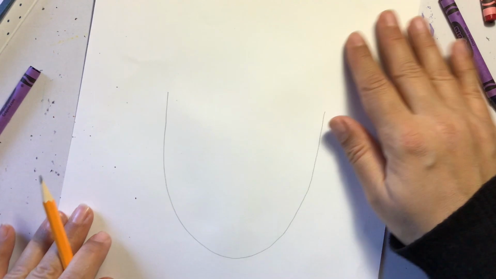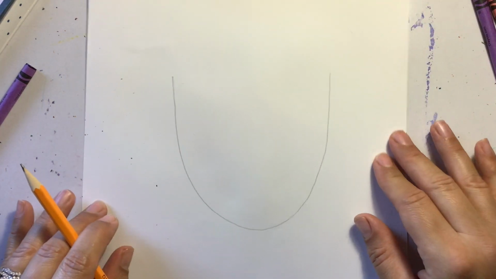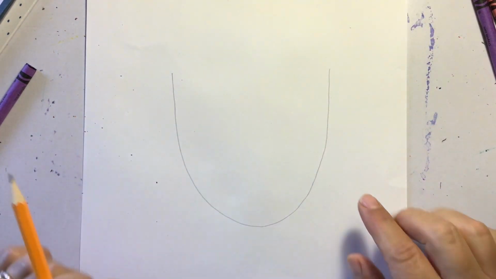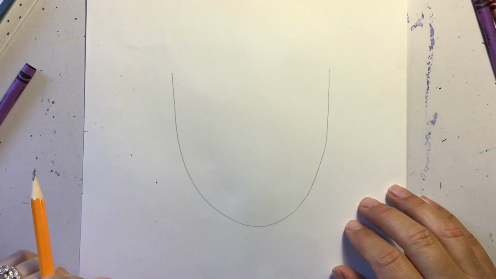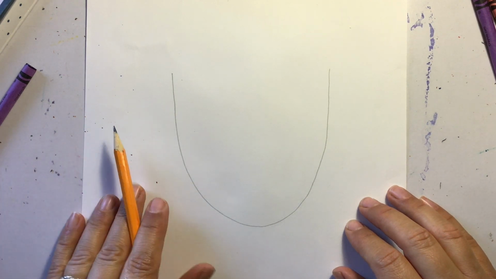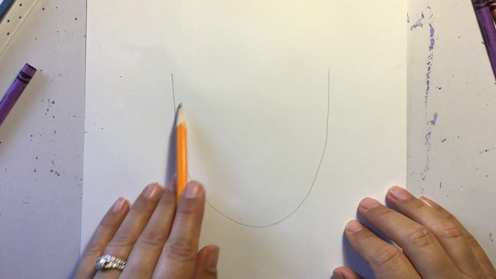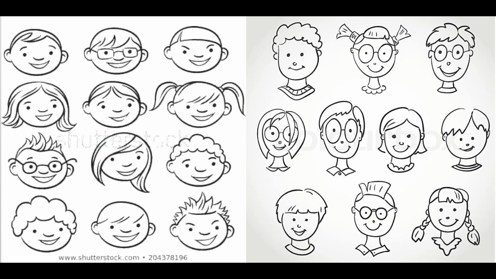Then you're going to flip your paper around. This is going to be the bottom of your face. Well, you might be wondering, how do I draw a face? Well, I'm going to show you. First, I'll show you how to draw a couple different kinds of faces.